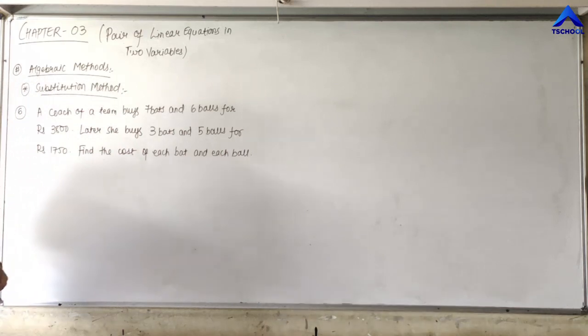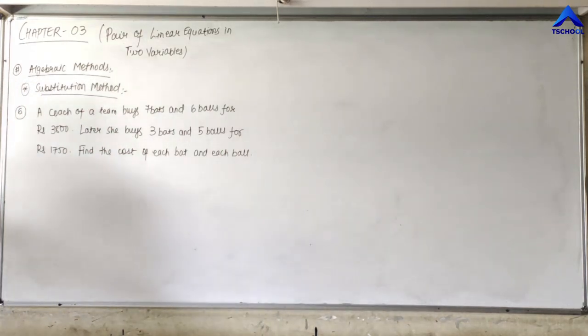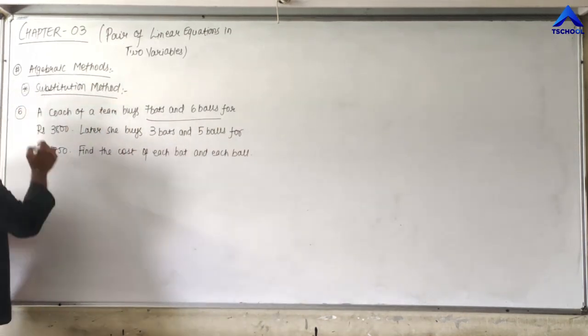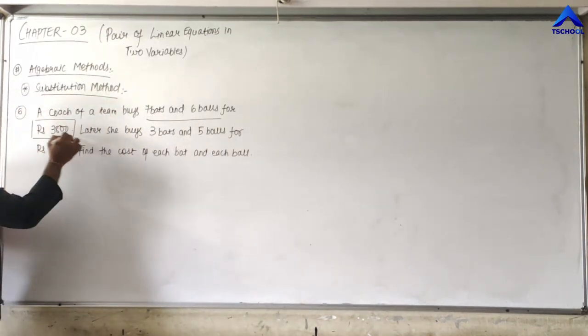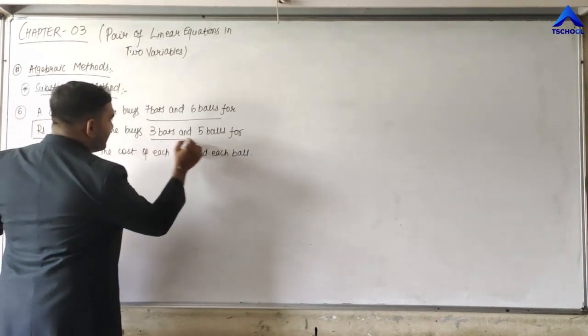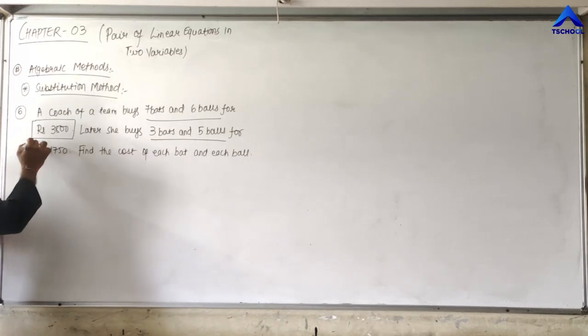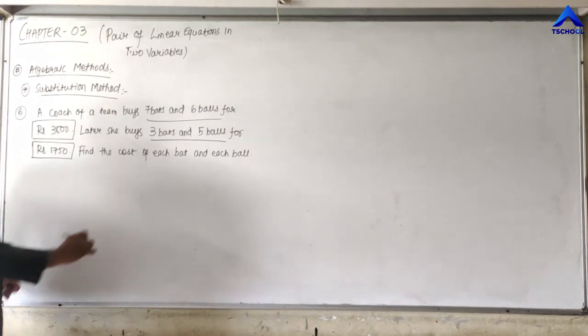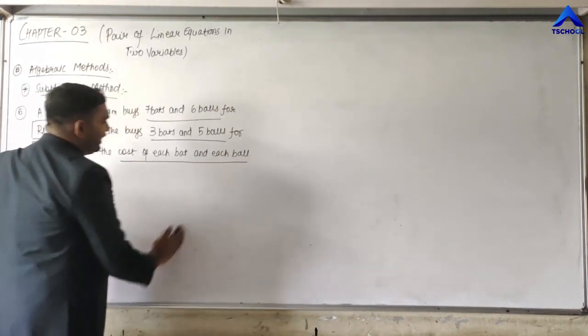Right, so the condition that exists before us is a coach of a team buys 7 bats and 6 balls for rupees 3800. So that is the first condition. Later again, she buys 3 bats and 5 balls for rupees 1750. So that is the second condition. We need to find out the cost of each bat and each ball.